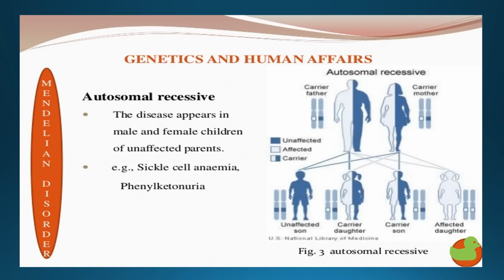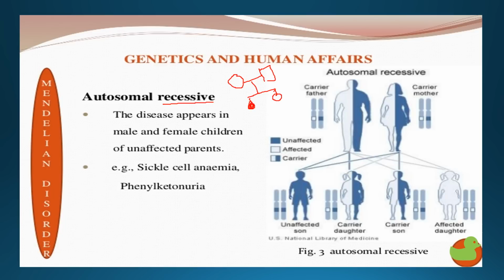And coming to autosomal recessive diseases, in a recessive disease, the affected offspring may have normal parents. Suppose this is the mother and this is the father. Both of them are normal. In the next generation, one offspring is completely affected whereas the other one is normal. In a recessive disease, there is skipping of generation.